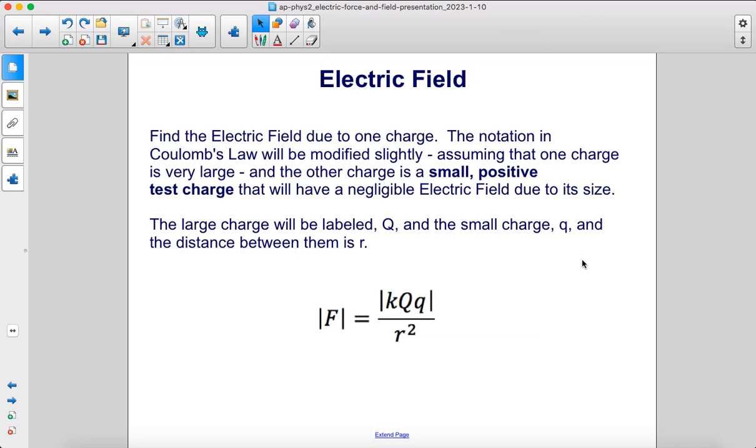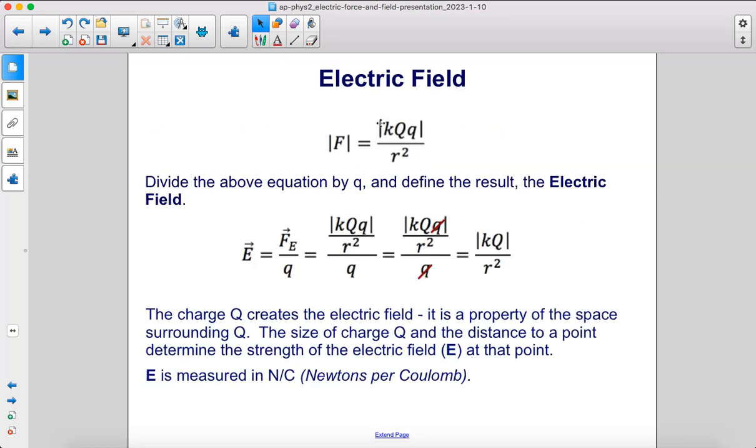Find the electric field due to one charge. The notation in Coulomb's law will be modified slightly, assuming that one charge is very large and the other charge is a small positive test charge that will have a negligible electric field due to its size. The large charge will be labeled capital Q and the small charge lowercase q, and the distance between them is little r.